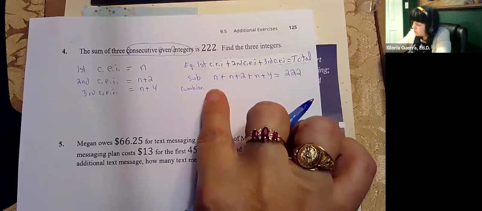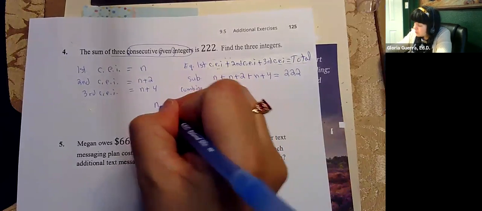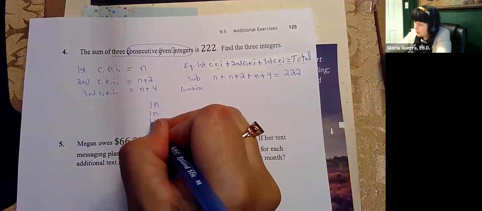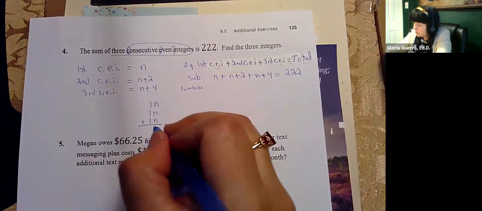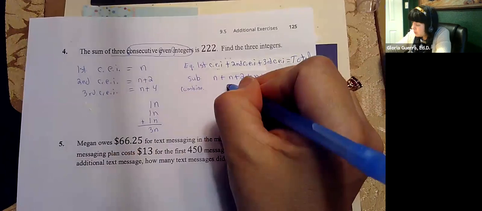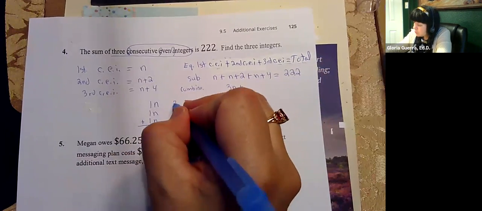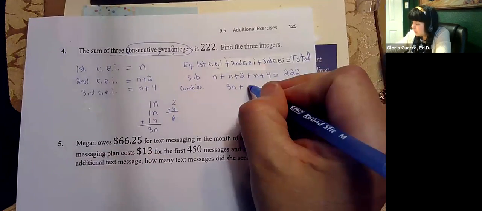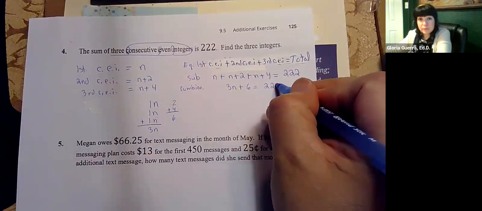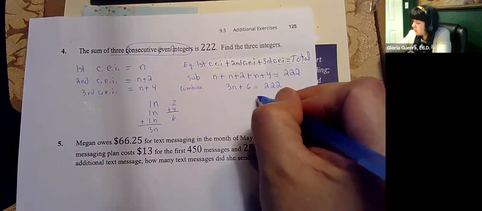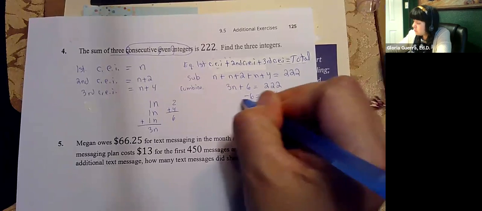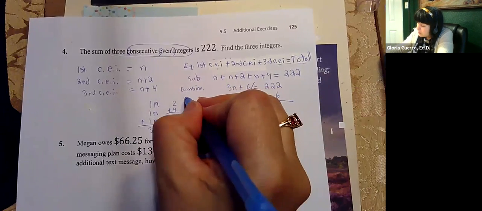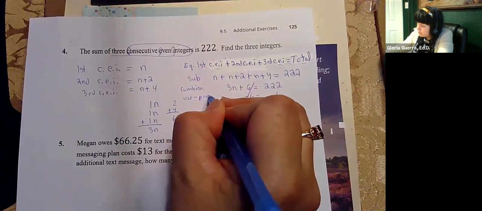So now you're going to combine like terms. So you have n plus another n plus another n. Okay, that's a total of 3 of them, 3 n's. So that's 3n. Now your constants, it looks like you have a 2 and a 4. That's 6. And then it equals 222. Then you subtract 6 on both sides. This falls out. 3n equals. So you're using the subtraction property.